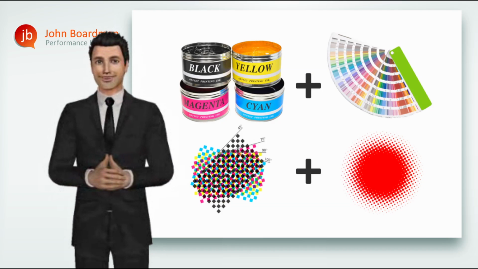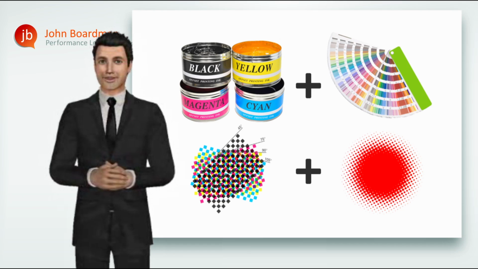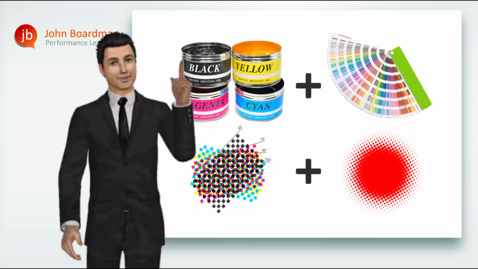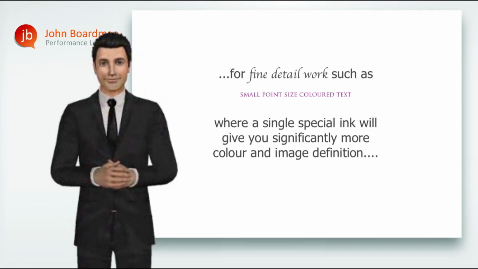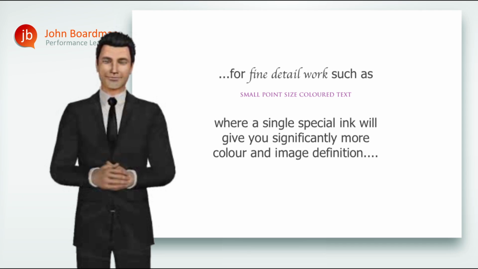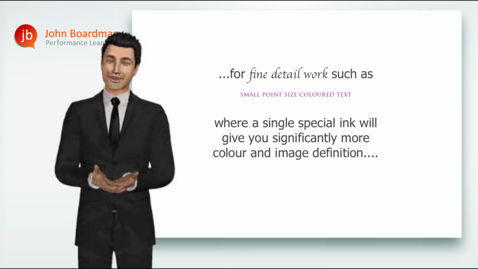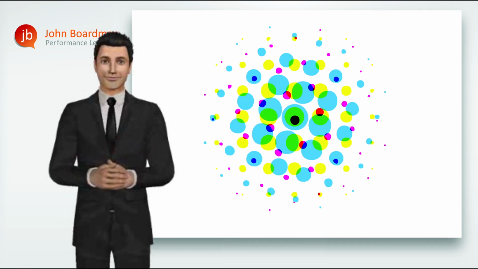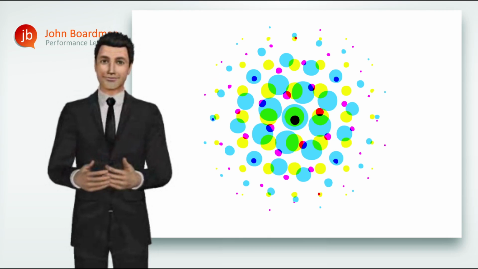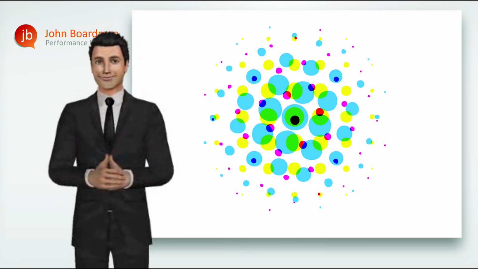As well as specifying 1 or more additional solid inks on the printing press to ensure colour accuracy, there are 2 more very good reasons why you might also wish to opt for a special colour, in addition to the standard 4 colour CMYK ink set. Firstly, for fine detail work such as small point-sized coloured text, where a single special ink will give you significantly more colour and image definition than asking up to 4 CMYK ink dots to come together and attempt to create the illusion of both colour and image in a small area.